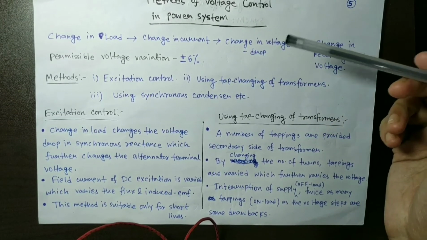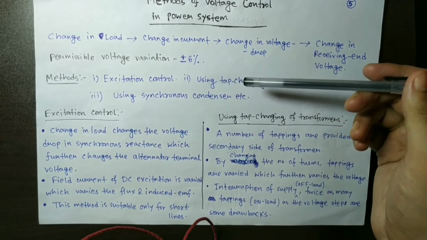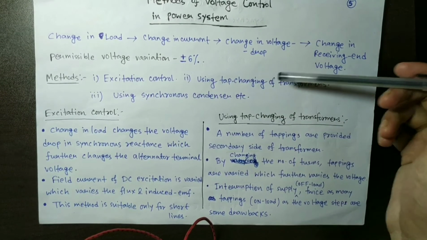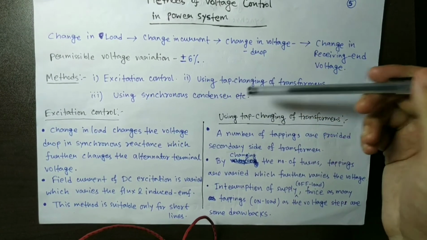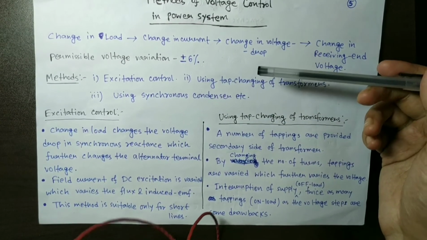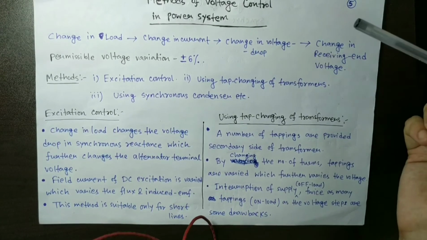Okay, so there are so many methods. Here I will give a brief idea of some of the methods, like excitation control, using tap changing transformers, using synchronous condenser, etc. So these are the methods by which you can control the voltage, you can regulate the voltage, you can fix the voltage at the receiving end at a desired value.